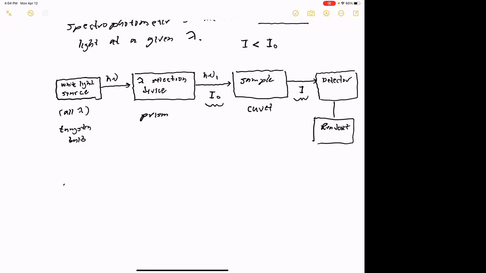All right, so let's just define this I business. So I, if I define it in general, is going to be the intensity of the light. And I can think about it as the number of photons of light striking a given area of detector over a given time. Okay. So that's what intensity is.